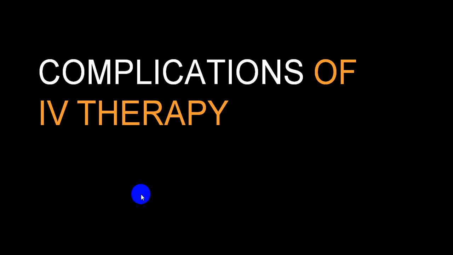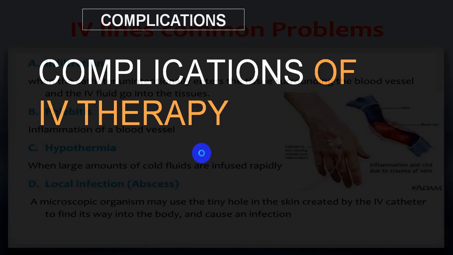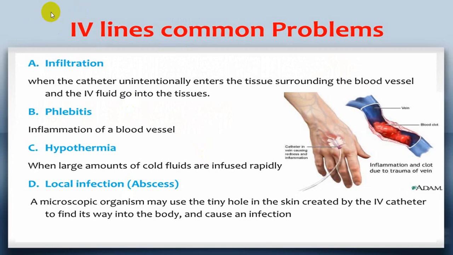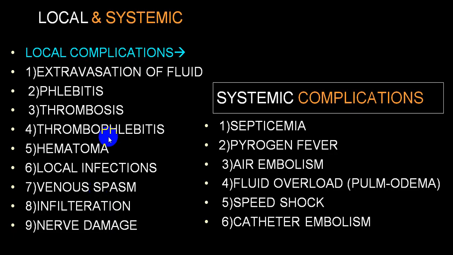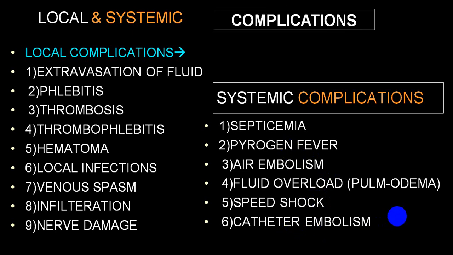and if not, you might even require dialysis sometimes, not always. What are the common complications of IV therapy? Some complications of IV therapy are infiltration, phlebitis, hypothermia, local infections. Local complications in the form of extravasation of fluid can end up with local necrosis, phlebitis, thrombosis, thrombophlebitis, hematoma, local infections, venous spasm, infiltrations, and nerve damage. Systemic complications include septicemia, pyrogen fevers, air embolization, fluid overload, speed shock, catheter embolism, etc.